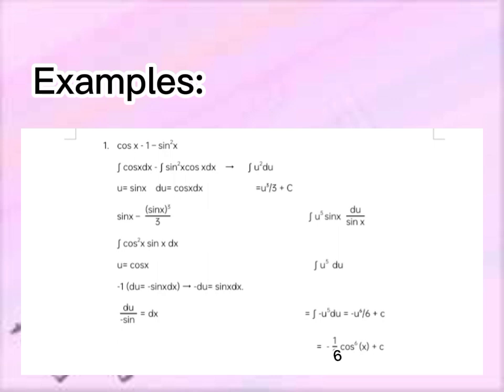So, the integration of cosine raised to 5 x sine x dx: our u is equal to cosine x, so du is equal to negative sine x dx, and negative du is equal to sine x dx. Now we substitute into the integration of cosine raised to 5 x sine x dx, du all over negative sine x is equal to dx. So the integration of u raised to 5 sine x du all over negative sine x is equal to the integration of u raised to 5 du, which is equal to negative u raised to 6 over 6 plus c. Now, the final answer is negative 1 over 6 cosine raised to 6 of x plus c.